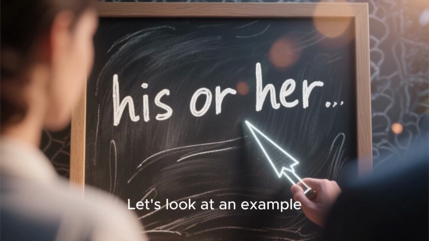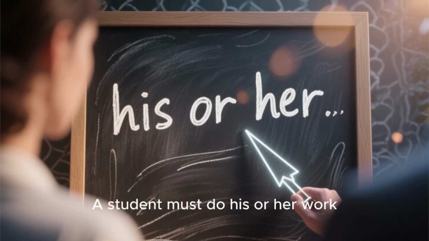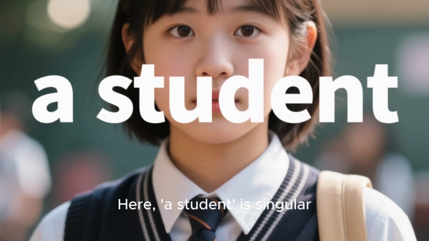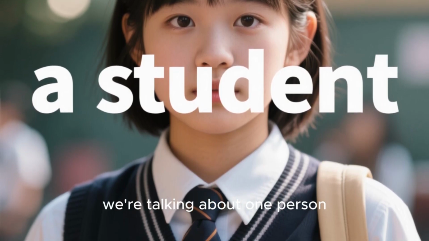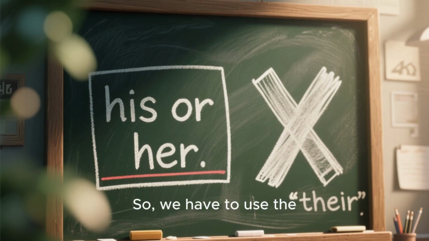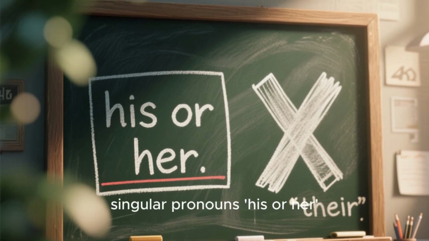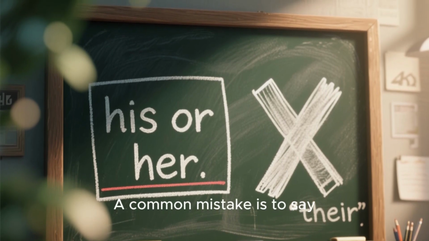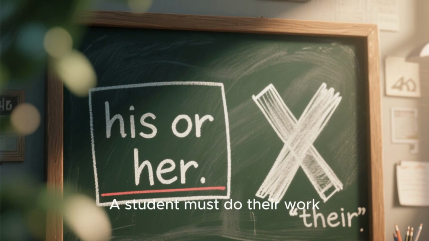Let's look at an example. "A student must do his or her work." Here, "a student" is singular, we're talking about one person. So, we have to use the singular pronouns "his or her." A common mistake is to say, "a student must do their work."